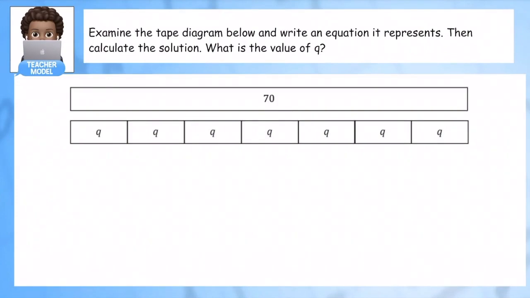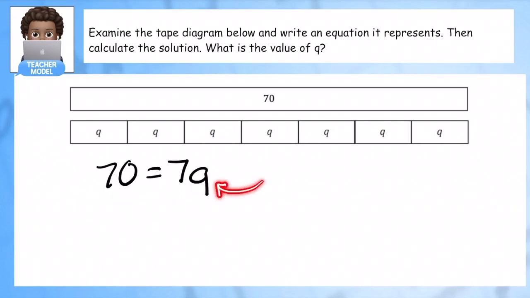Here's a visual for us. We're going to examine the tape diagram below and write an equation that represents it. On this side, we can see that these two rectangles are the same size. So this top one is equal to 70. And here we have a whole bunch of Q's, and all the Q's are the same number. So I have 1, 2, 3, 4, 5, 6, 7 Q's. So 70 is equal to 7Q.